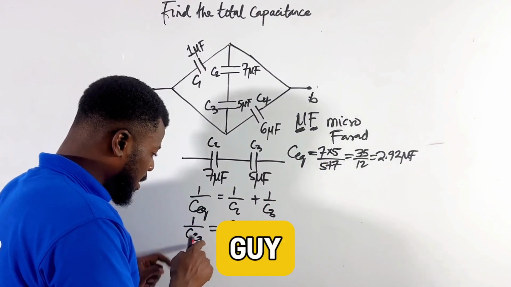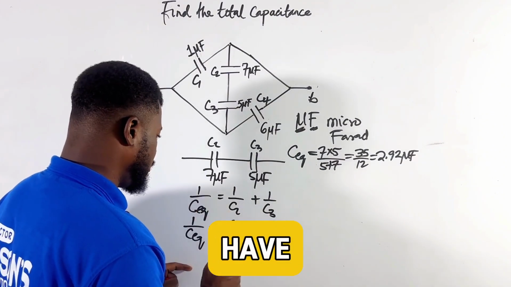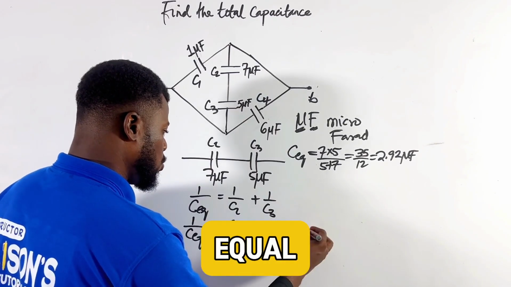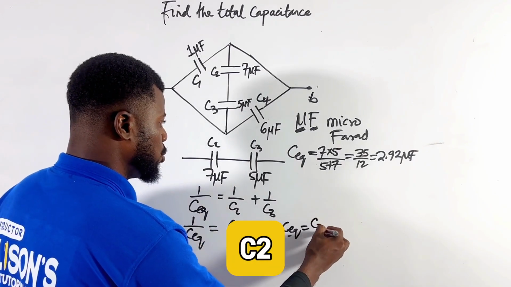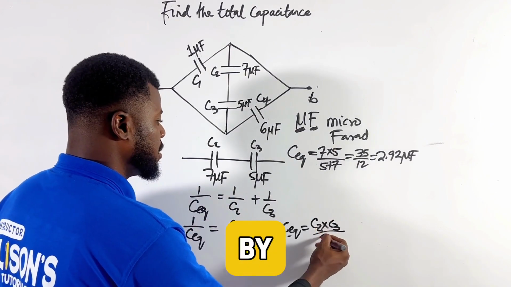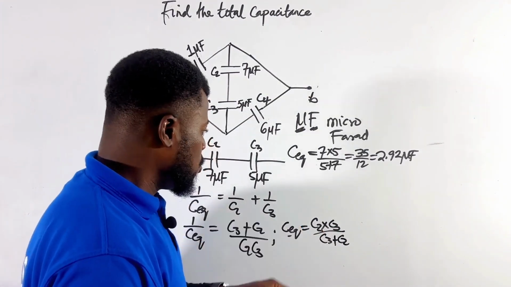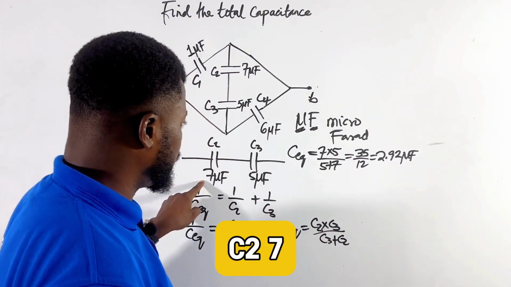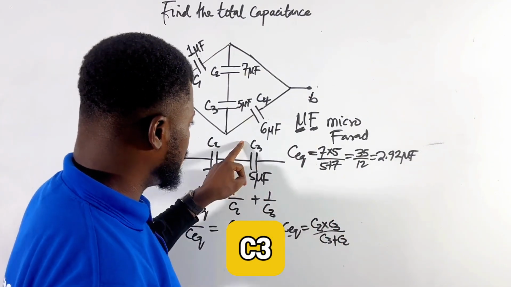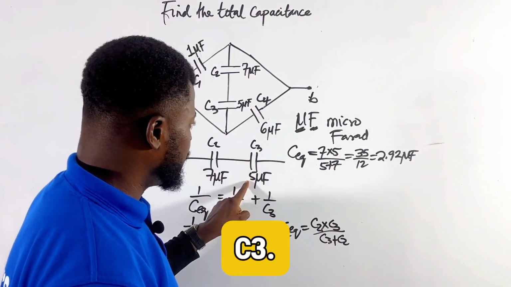So if you're looking for this, take this up and bring 1 down. That's how you invert it. So you have C equivalent divided by 1, which is C equivalent, equal to C2 times C3, or C2 C3, divided by C3 plus C2. Now let's go over to this part. What is your C2? Look at your C2, 7. You can see 7 times, what is your C3? C3 is 5. This is the 5. Divided by C3, which is 5.